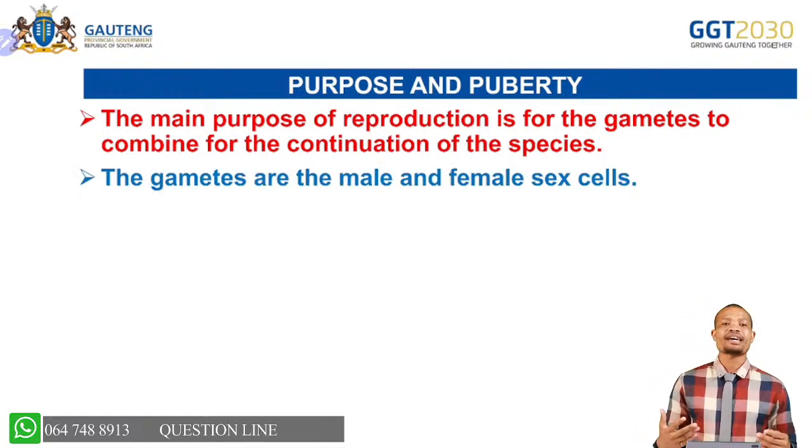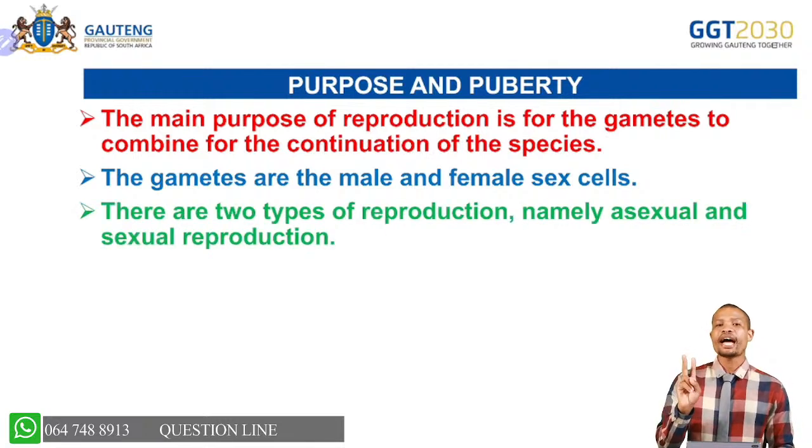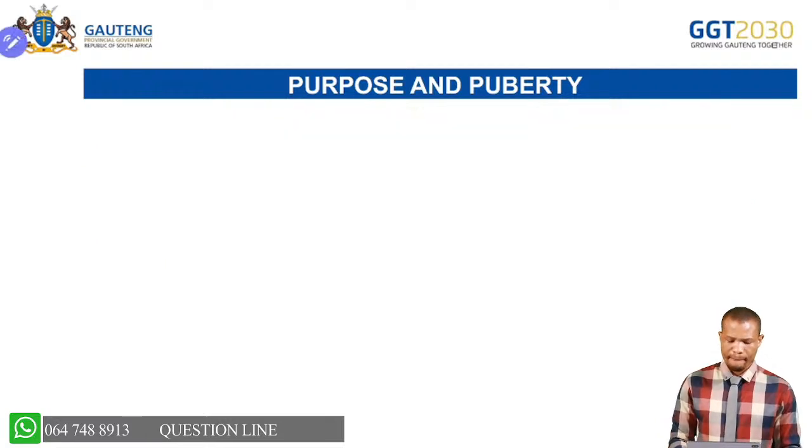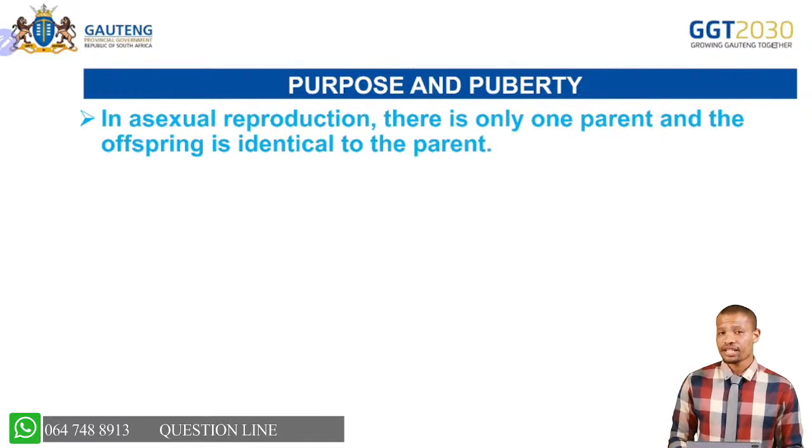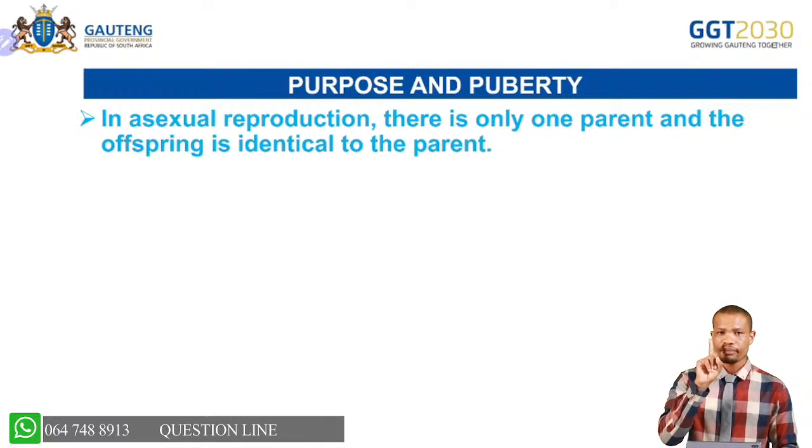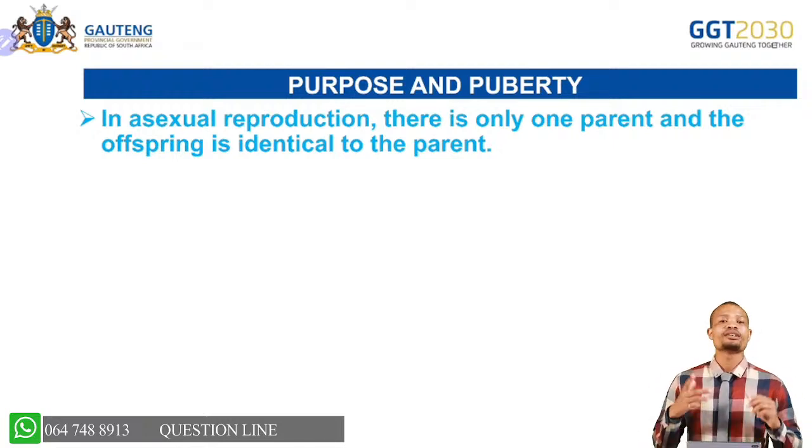Let's continue. The gametes are your sex cells from the male and the female, okay? We call them gametes. So there are 2 types of reproduction, okay? The first one is called asexual reproduction. The second one is called sexual reproduction. So what's the difference between these 2? In asexual reproduction, we have only one parent. So it's like one parent can have babies on their own.